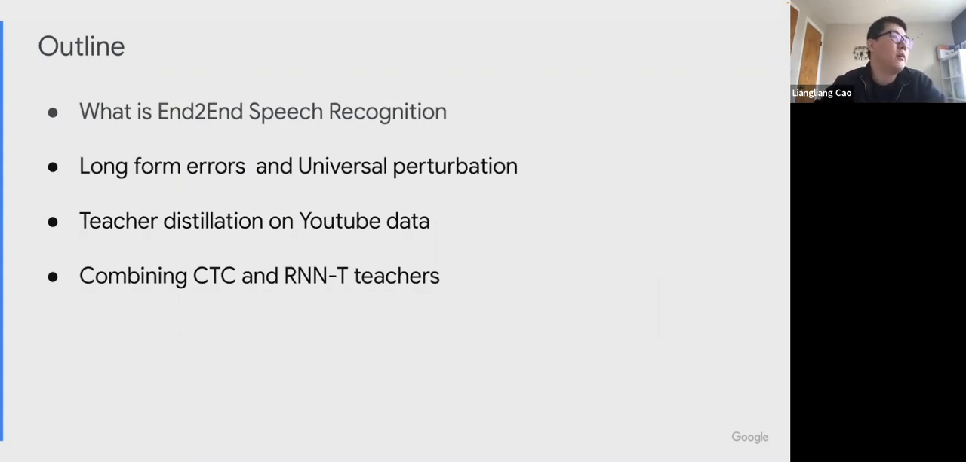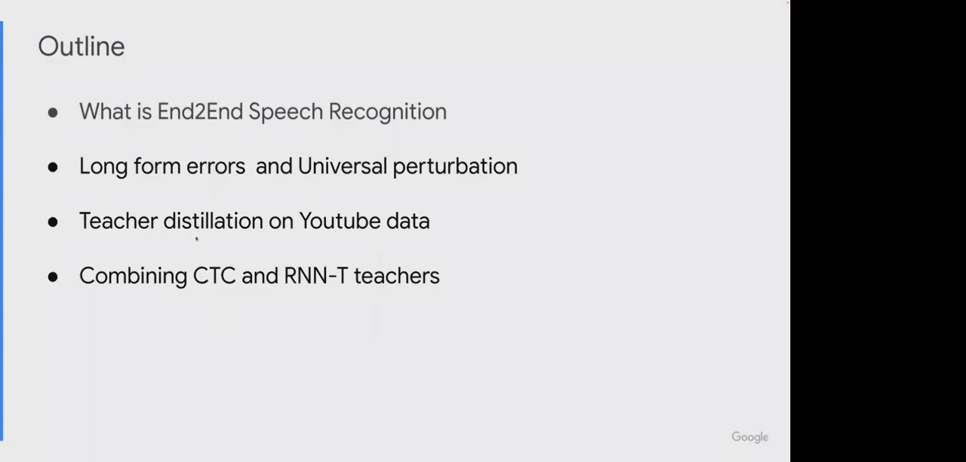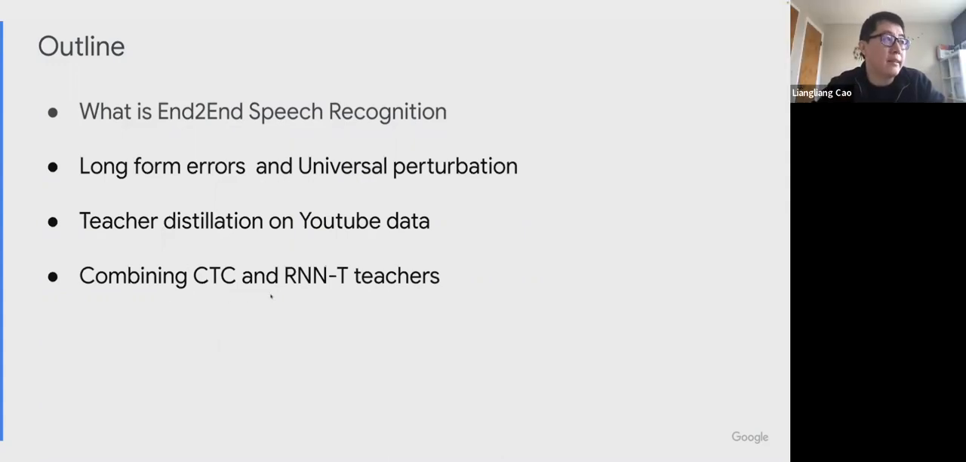I'm going to talk about mainly 4 topics. First, I will give a background introduction about what is end-to-end speech recognition. Then we'll talk about the topic we want to discuss today. It's called long-form error. And then we will show some interesting study. We call that universal adversarial attack. And then we have some methods to improve or solve this problem. The first step is teacher distillation. Another is how to improve the teacher, like we combine the CTC and RNN-T. I will explain what is CTC and RNN-T in a minute.